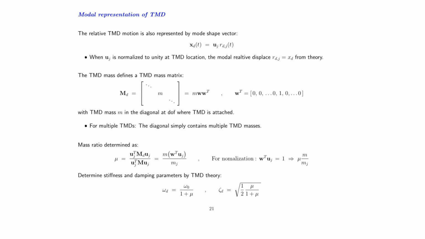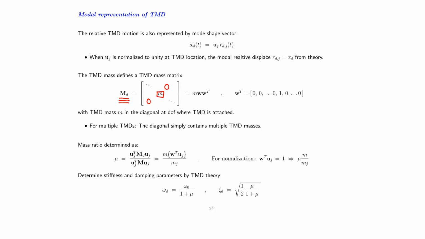Everything boils around the question, what is the mass ratio? Now, if we have several TMDs on our structure, it's quite complicated initially to say, okay, what's the total vibration mass of these TMDs? One approach is to construct a TMD mass matrix. For a single TMD on a structure, you take a fully zero mass matrix and you add the mass of the TMD at the diagonal element corresponding to the location of your TMD.